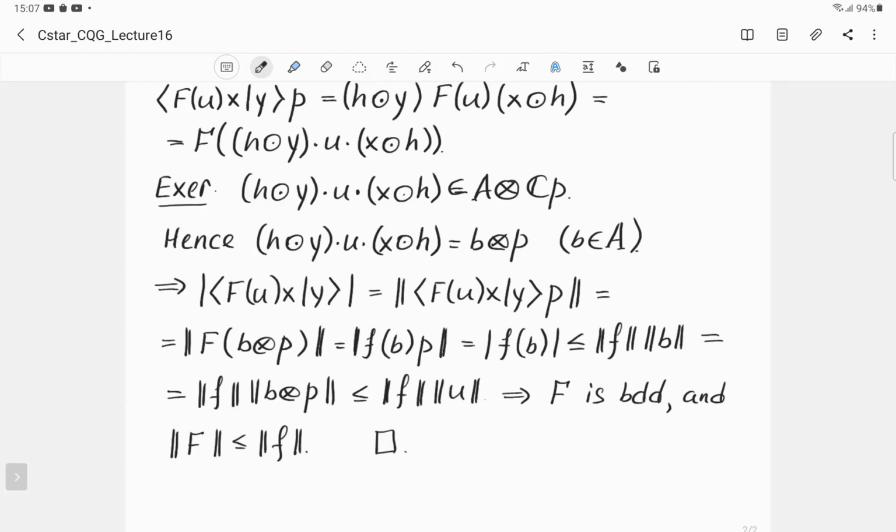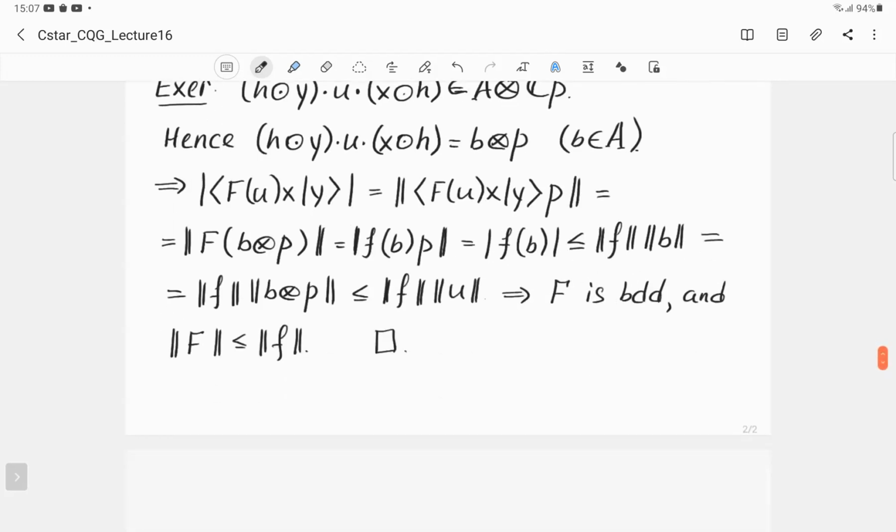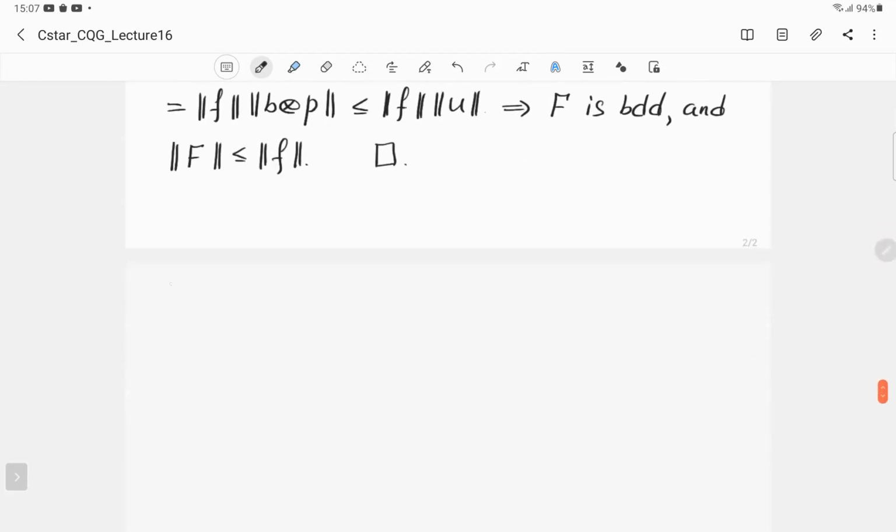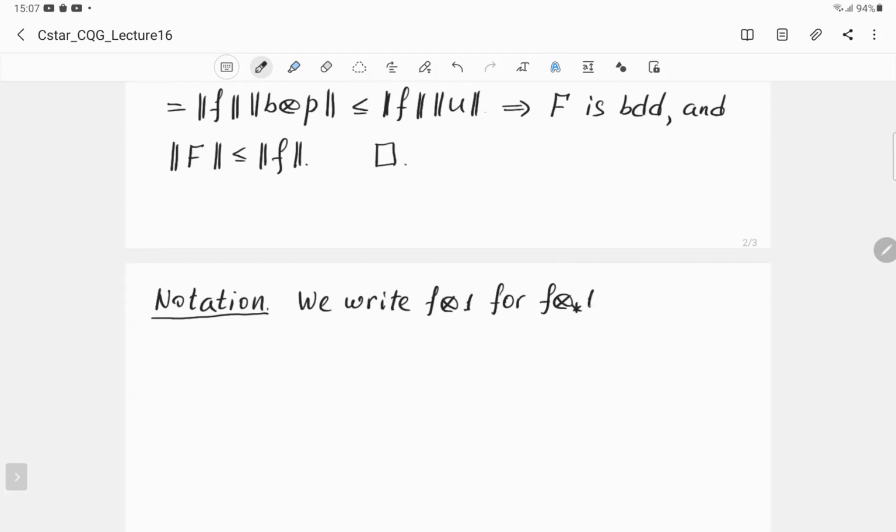Okay, so we constructed our slice maps. And from now on, we adopt the following simplified notation. Namely, we will suppress the star from the notation for the slice map, and we simply write f tensor 1 for our slice map. Usually, this doesn't lead to any confusion.